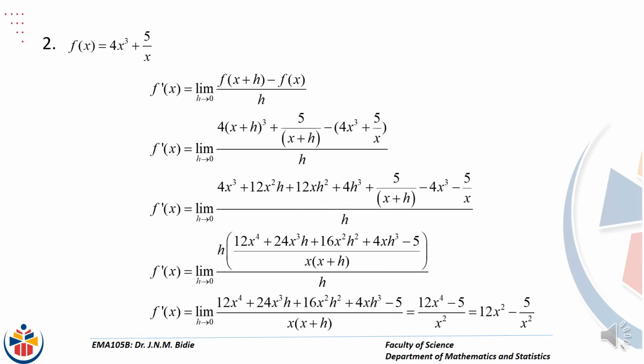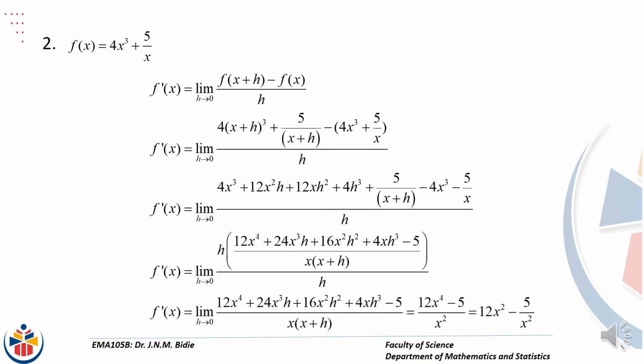The second one is a bit complex compared to the previous one. We've got 4x cubed plus 5 over x. Same story, we write down the expression for our derivative, and then thereafter substitute x plus h into the function for us to get f of x plus h. Again, minus 4x cubed plus 5 over x. Note that I've put in brackets because there are two terms to f of x.